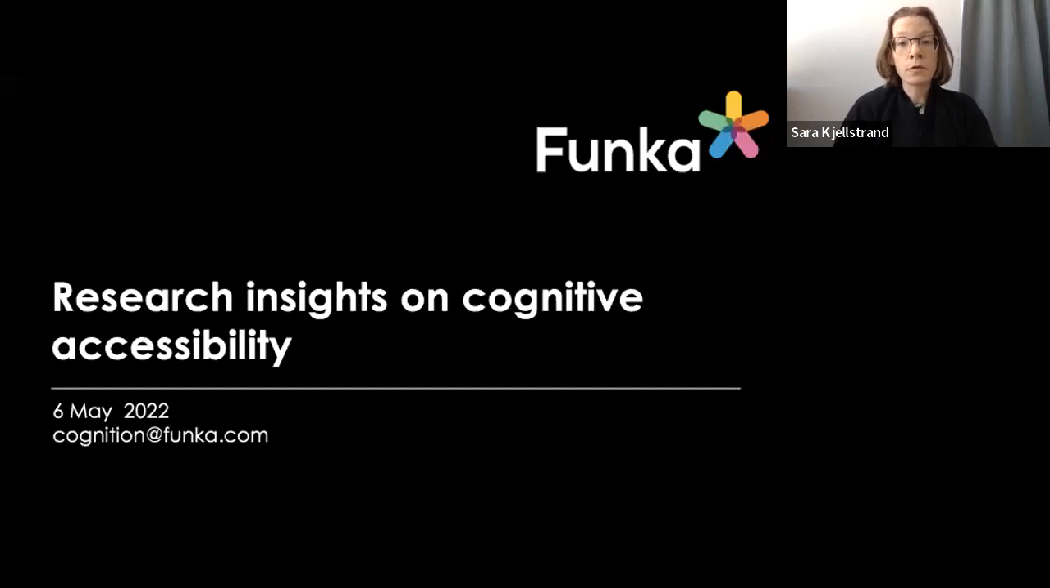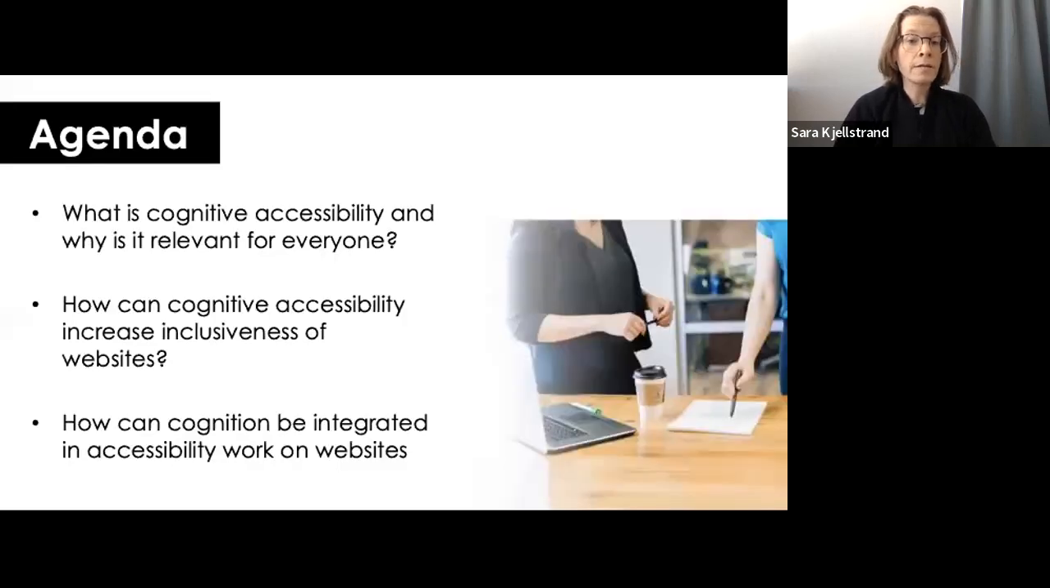And this time we're going to talk about research insights on cognitive accessibility. On the agenda today, we have first, what is cognitive accessibility about and why is it relevant for everyone? And then we go into how can cognitive accessibility increase inclusiveness of websites? And in the end, we go into the more practical details on how cognition can be integrated in accessibility work on websites.